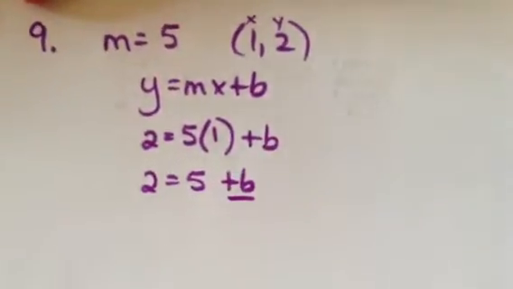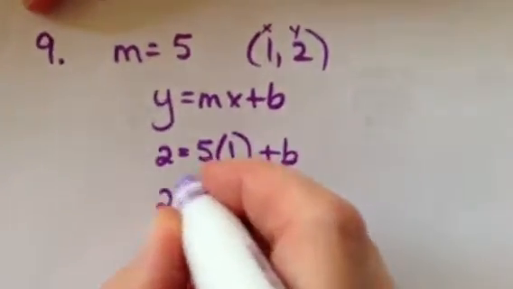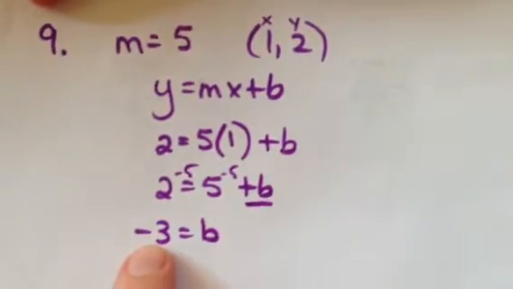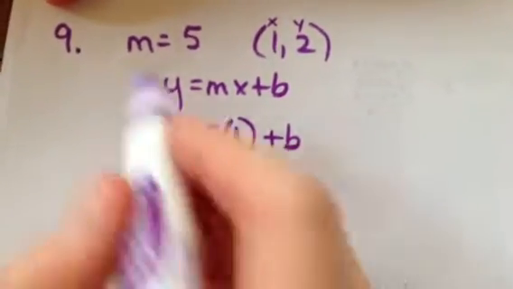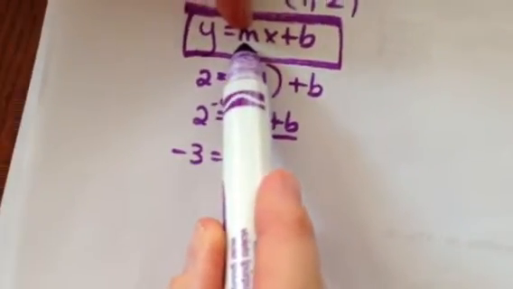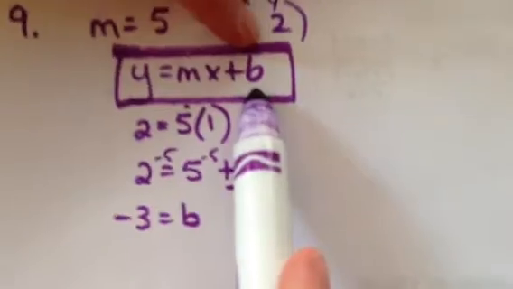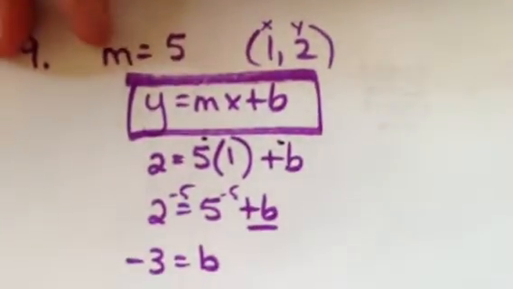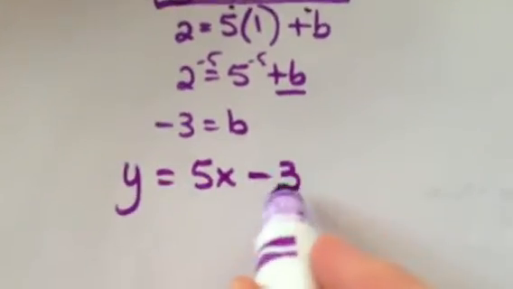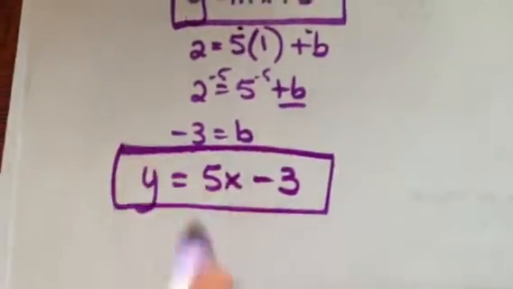To get b by itself, I'm going to subtract 5 from both sides. So I'm going to get that b equals -3. Now I can use this equation up here and I can plug in my value for my slope, my m, and my y-intercept, which is my b value. So my final answer is 5x minus 3. Okay, so that is number 9.